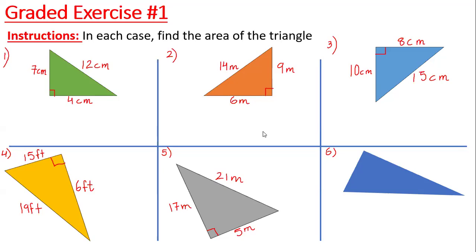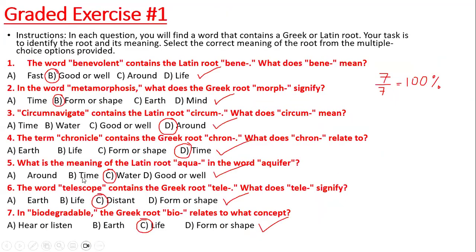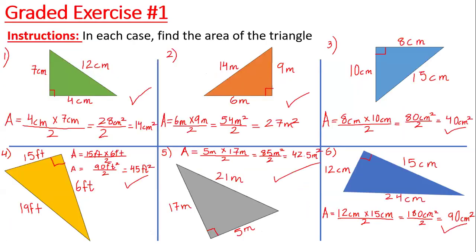Where's Nateo? Nateo Green. Mr. Petit, I got a 20 over 20. That's good, Calvin. All right, let's go over these answers. Mr. Petit, I sent the answers in the chat. Okay, for the first one, I got 14 centimeters squared. Did you all get that? The second one, I got 27 meters squared. Did you all get that? Yes.